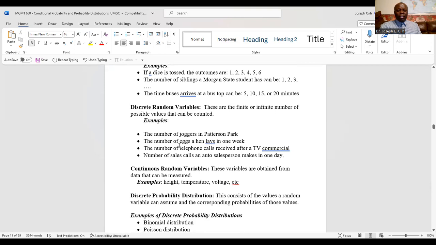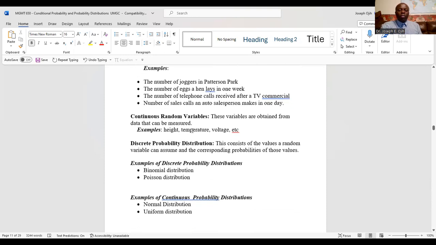Number of eggs a hen lays in a week: 1 egg, 2 eggs, 3 eggs. You can't say 1.5 eggs. You can count it. Number of telephone calls that you receive after a TV commercial. These are discrete random variables because they assume values that we can count. But continuous random variables don't have values that are counted, they are measured. Things like height, temperature, voltage.